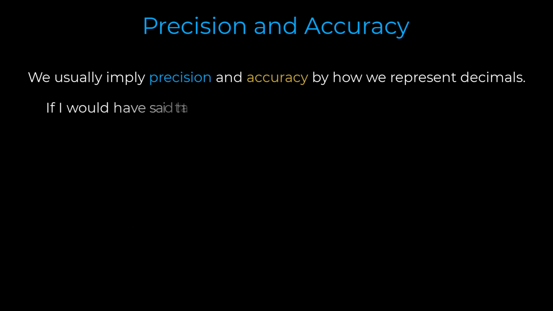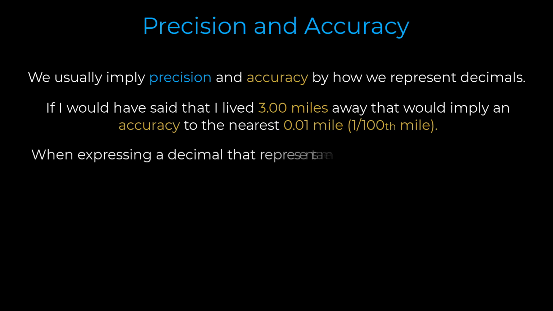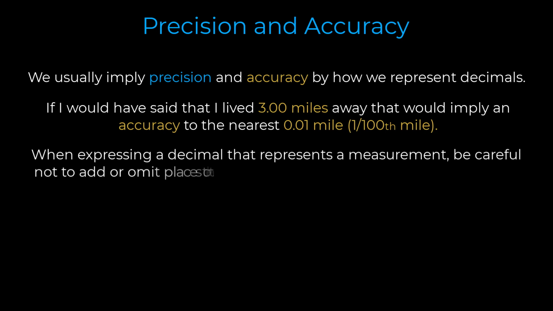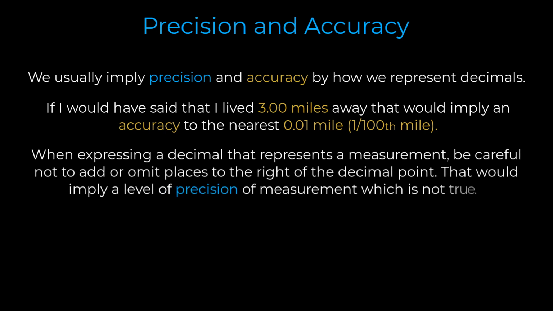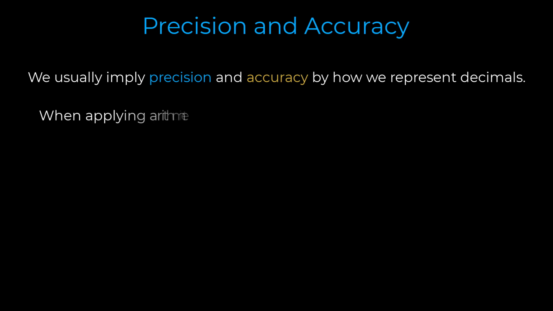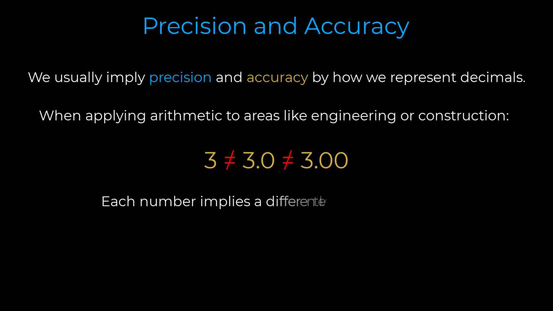If I would have said that I lived 3.00 miles away, that would imply an accuracy to the nearest 1/100th of a mile. When expressing a decimal that represents a measurement, be careful not to add or omit places to the right of the decimal point. That would imply a level of precision of measurement which is not true. When applying arithmetic to areas like engineering or construction, the measurements of 3, 3.0, and 3.00 are not equal to each other because each number implies a different level of precision.